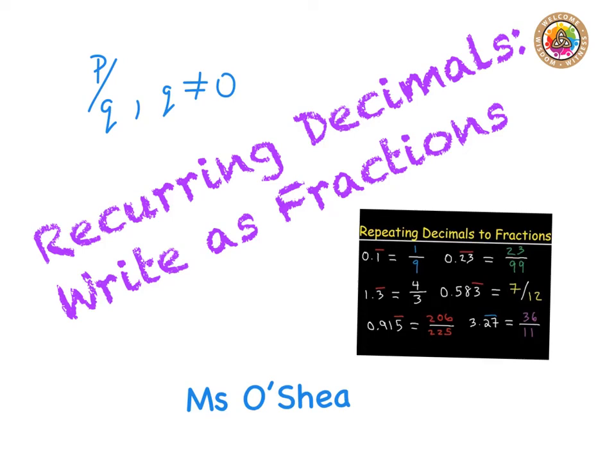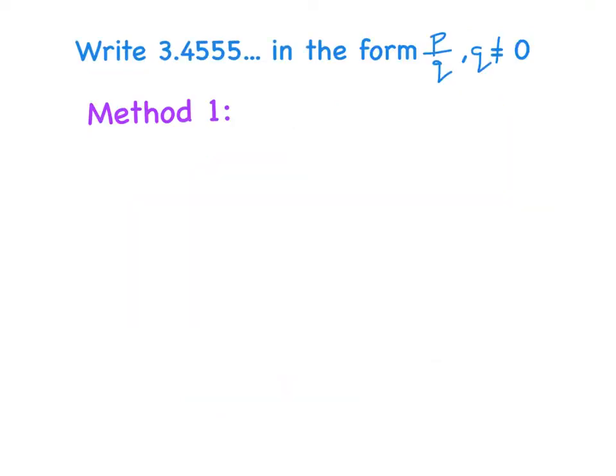Okay, so in the following video, we are going to look at how we write recurring decimals as fractions, in the form p over q, where q is not equal to 0. We're going to start with an example where we're asked to write 3.4555... in the form p over q, q non-zero. We have just finished geometric series, and so our geometric series to infinity is the method that we're going to use for the first time.